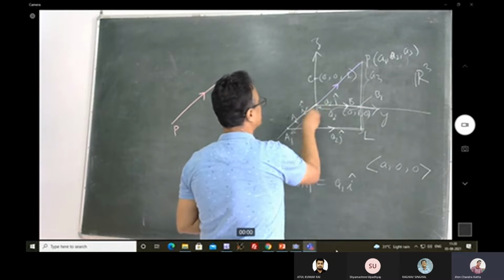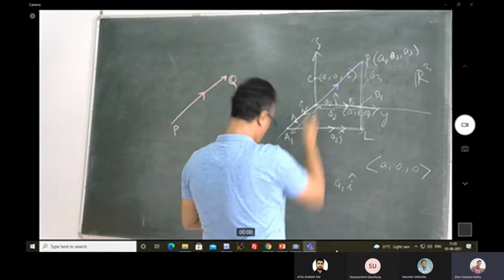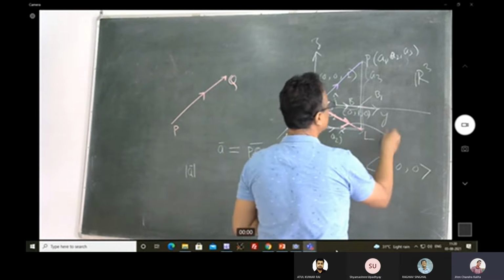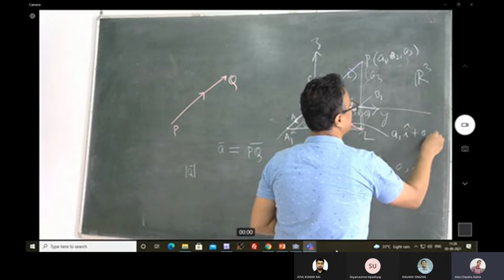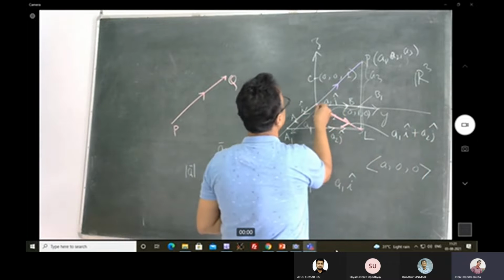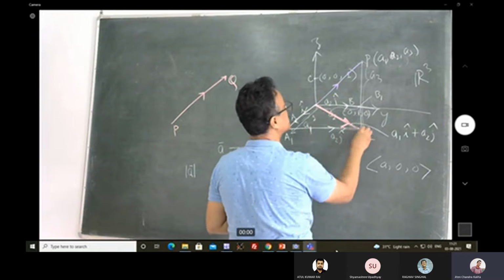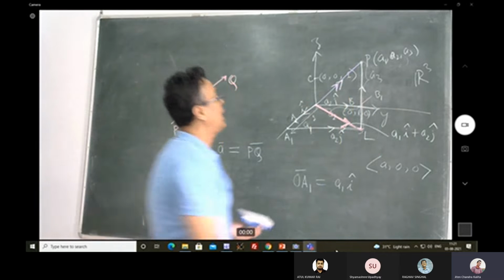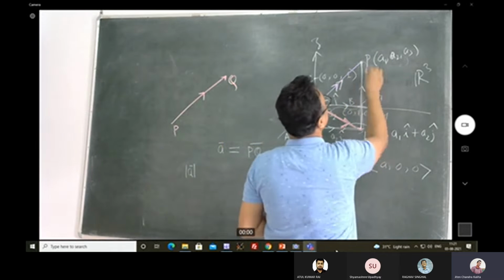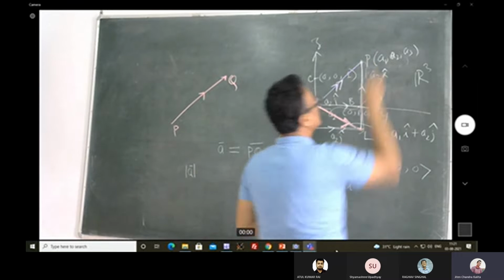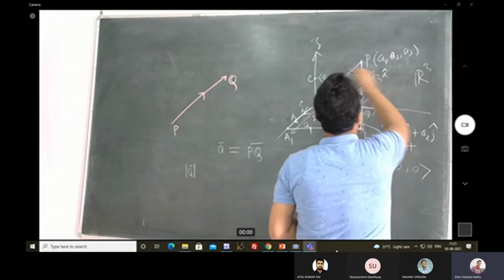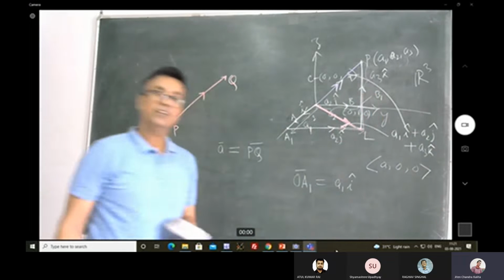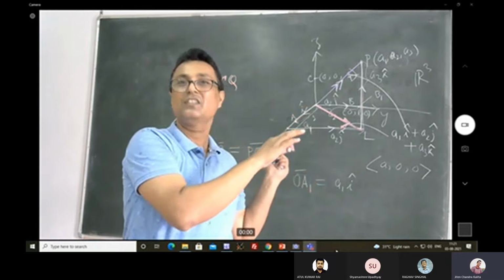So this vector plus this vector, initial point and terminal point, you get this vector. So this vector is nothing but a1 i plus a2 j. And finally, this plus this is going to eventually give you the vector OP. And since this length is a3 and you have a unit vector k, eventually this ends up as a1 i plus a2 j plus a3 k, right? Geometrically, you can understand things better this way.